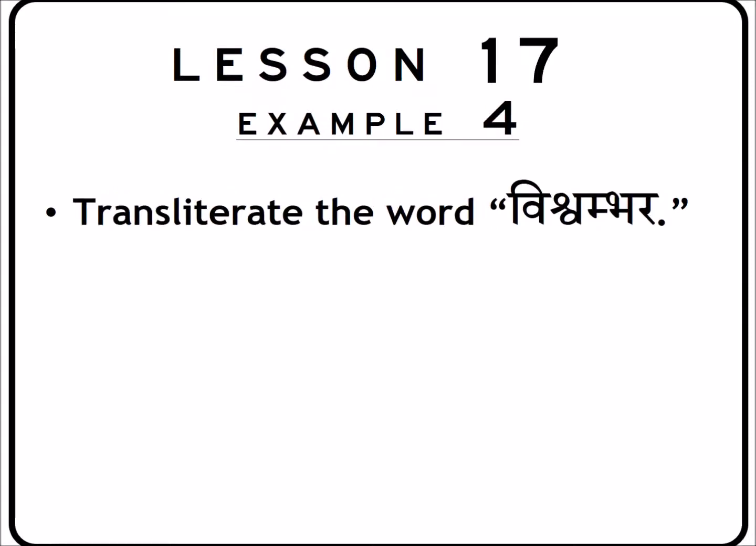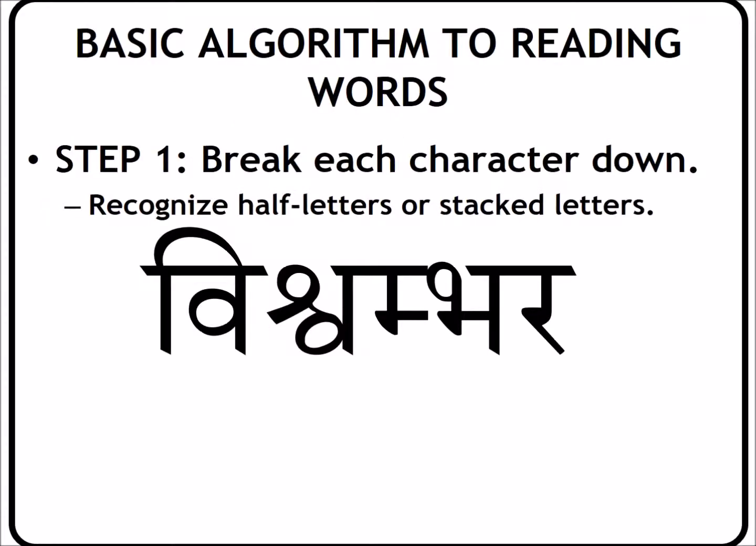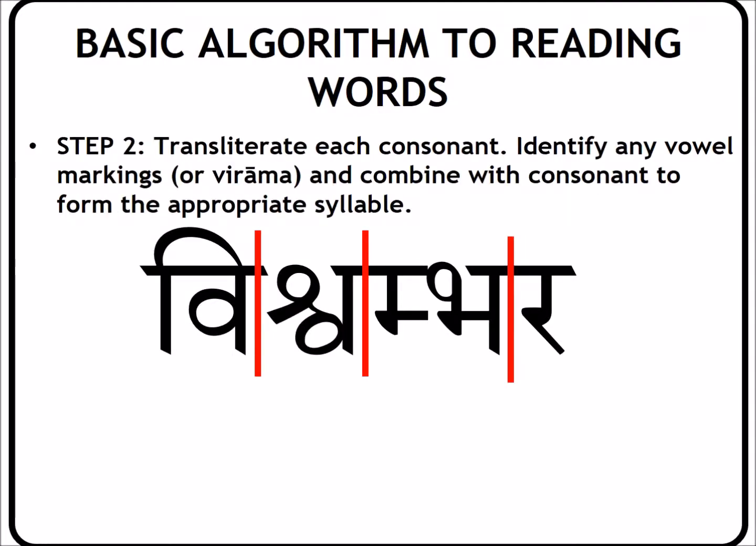Now we're going to do some reading examples. We're going to read this word that's presented to us. So the first step, as always, is to break them down by character. If you look at this properly, you'll see that there are 4 distinct letter characters: 1, 2, 3, and 4. Now we're going to transcribe each of these letters into Roman script.